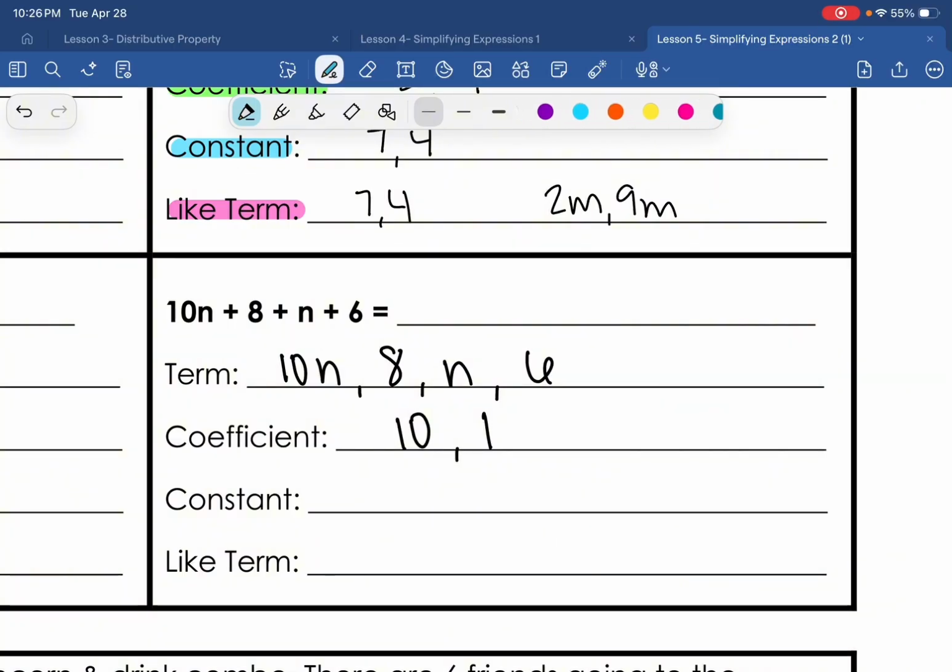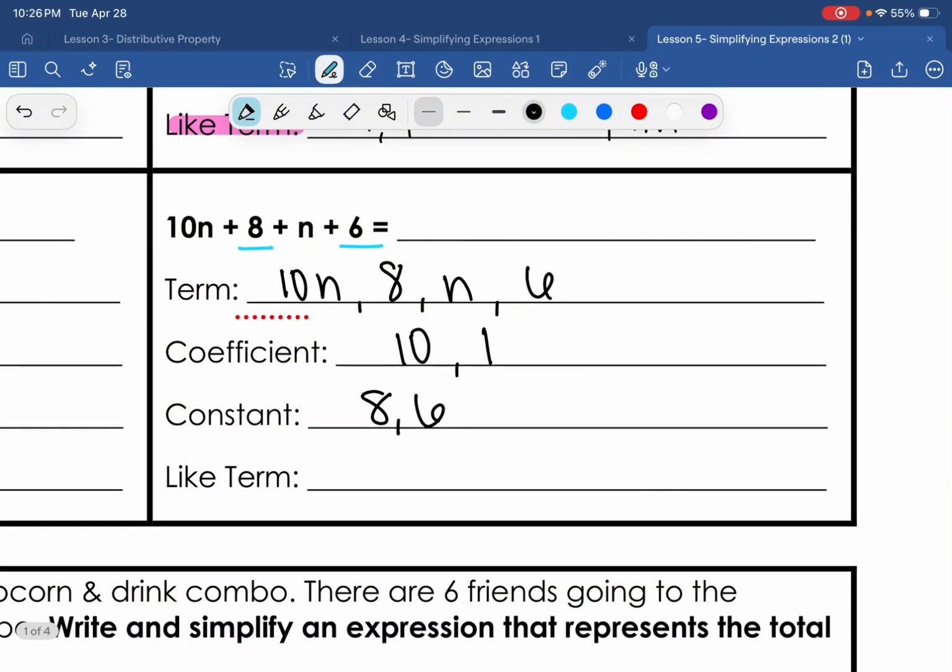Constants are numbers that are by themselves, right? There's not any variable attached. So it looks like I have 8 and 6. Okay, so for my pairs of like terms, I already know that 8 and 6 are a pair because constants or numbers can be put together. And then I know 10n and 1n are also like terms because they're in the same family, right? They're in the n family. They have the same variable.